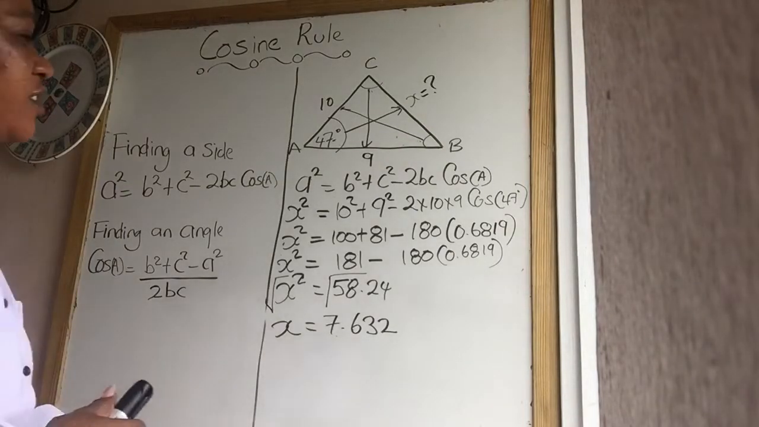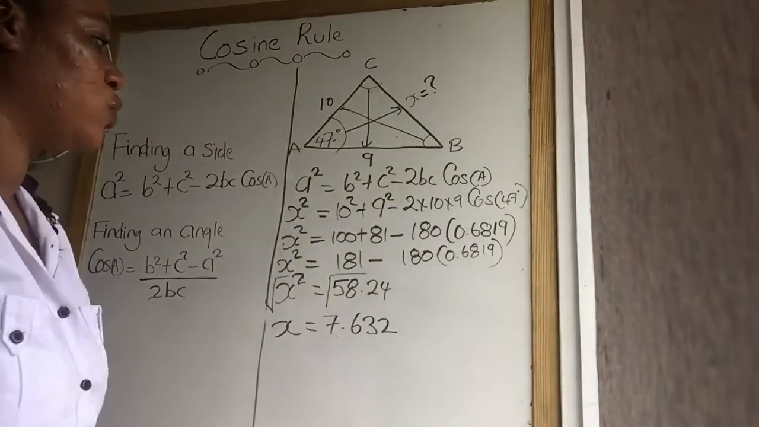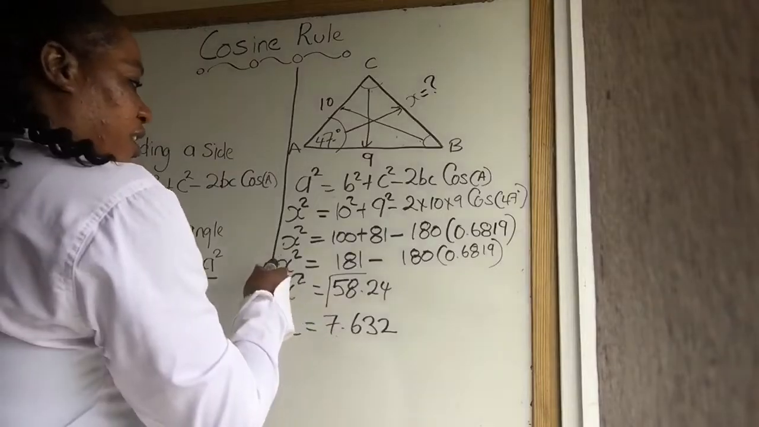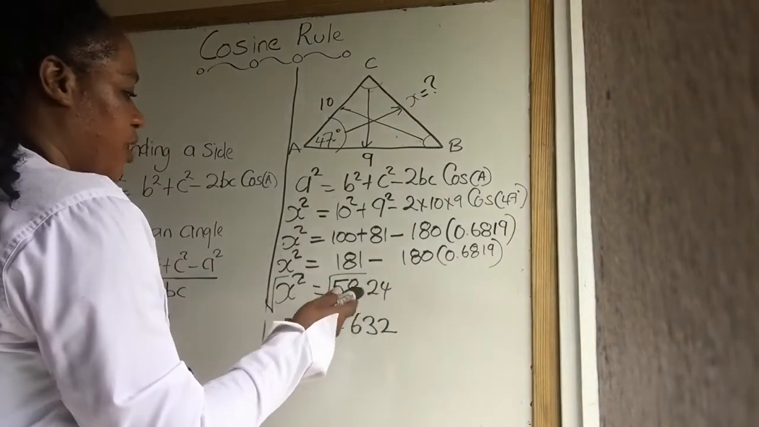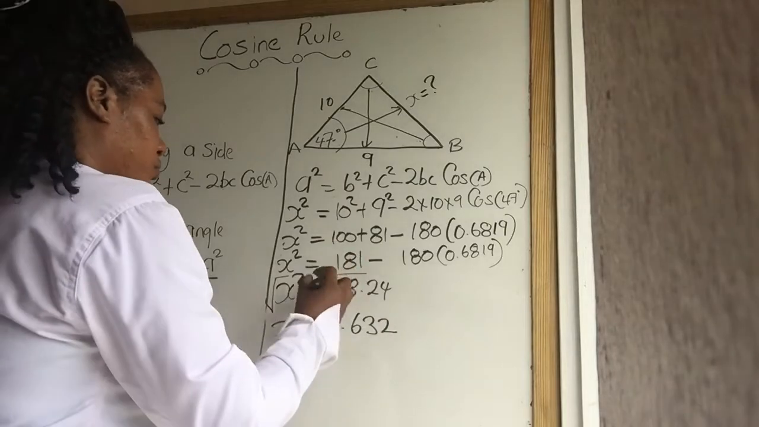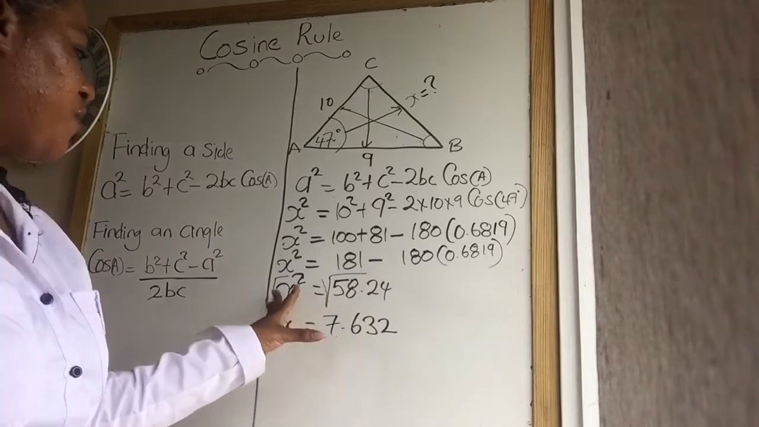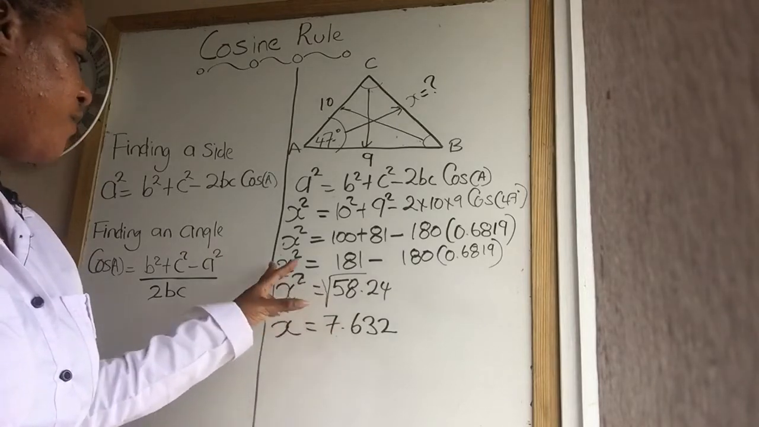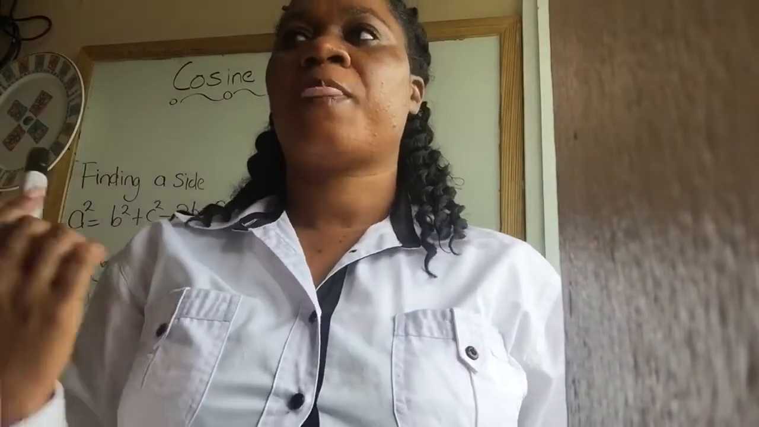The first thing that we need to do is write back our formula and then we substitute. When you get here, you can just plug this straight into your calculator and get your answer. In order to get rid of a power, you have to do the opposite, and that's how we find a side. So guys, let's look at finding an angle.